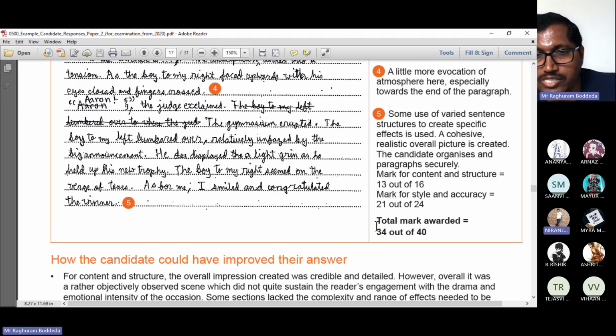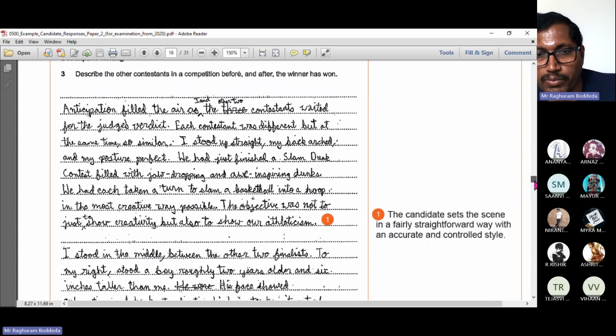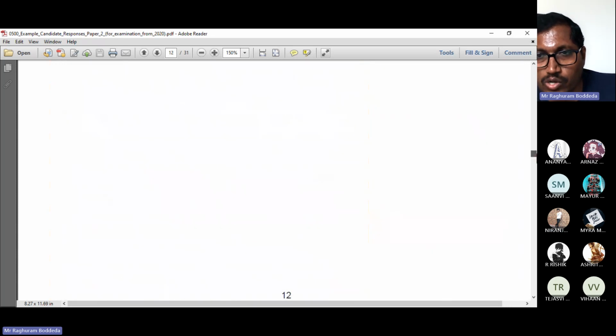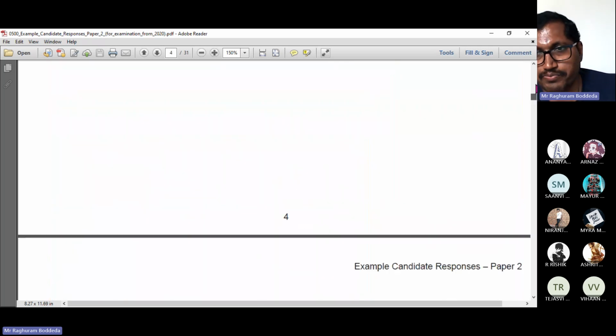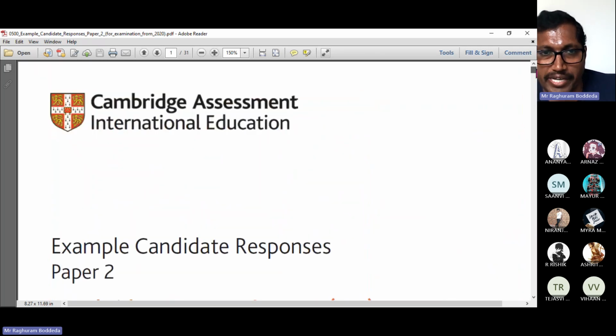Okay, I'm going to share this document in Teams tonight and maybe tomorrow. Please go through it, and based on this kind of sample, you may practice several exercises. I'm going to share both paper one and paper two. Look at the candidate's response, and accordingly you can practice. Anybody have any questions?